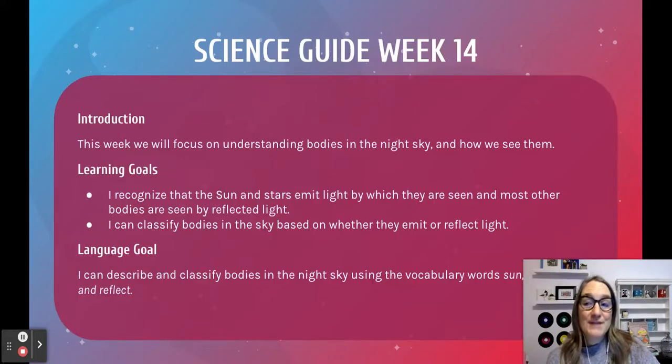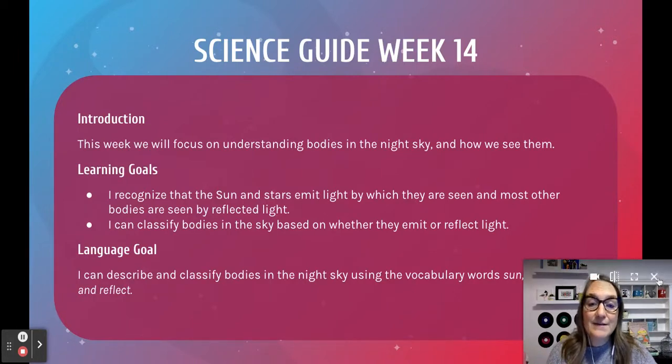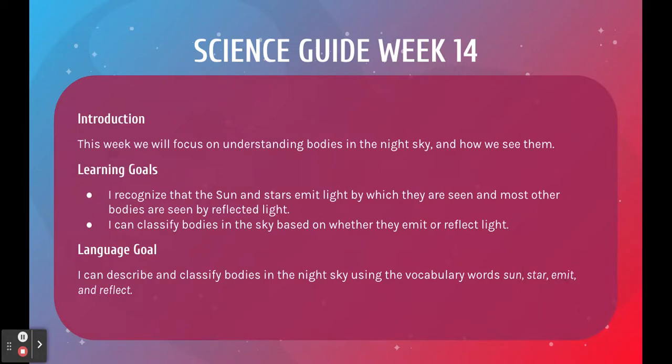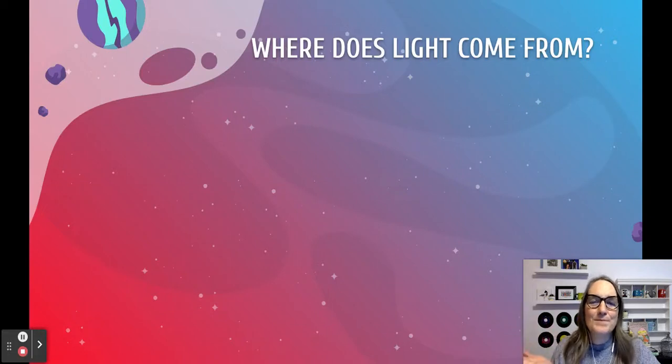Our learning goals for this week are: I recognize that the sun and stars emit light by which they are seen, and most other bodies are seen by reflected light. I can classify bodies in the sky based on whether they emit or reflect light. And our language goal: I can describe and classify bodies in the sky using the vocabulary words sun, star, emit, and reflect. Where does light come from?